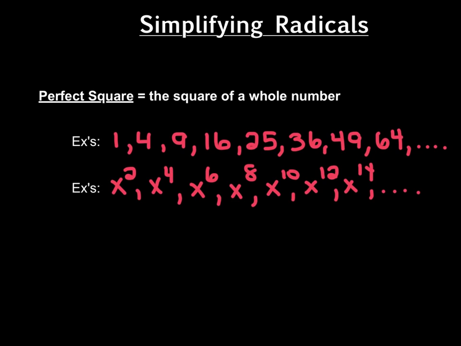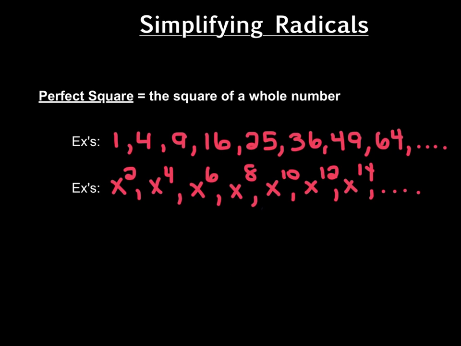So for any of these variables with exponents on them, if I wanted to take the square root of it, for example, let's take a look at this one right here, x to the 10th. If I wanted to take the square root of x to the 10th, all I have to do is take this exponent and divide it by 2. Just cut it in half. So the square root of x to the 10th would be x to the 5th. And again, the reason for that is because x to the 5th, when you square it, is going to give you x to the 10th.